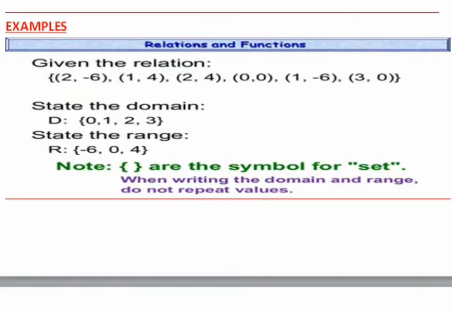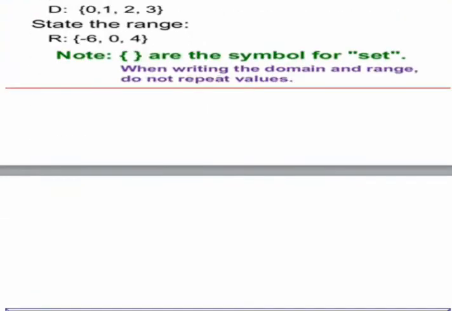Here we have some examples like that. Given the relation (2,-6), (1,4), (2,4), (0,0), (1,-6), (3,0). We take the first coordinate of it, that is x, meaning 2, 1, 2, 0, 1, 3. So {0, 1, 2, 3} is its domain. The next coordinate, that is the y coordinate, is -6, 4, 4, 0, -6, 0, that is {-6, 0, 4}, and that is its range. By this way we find the domain and range.